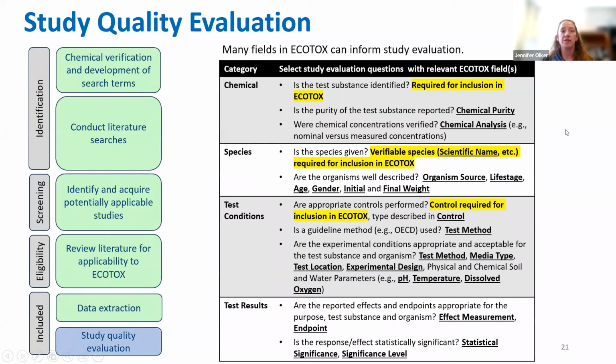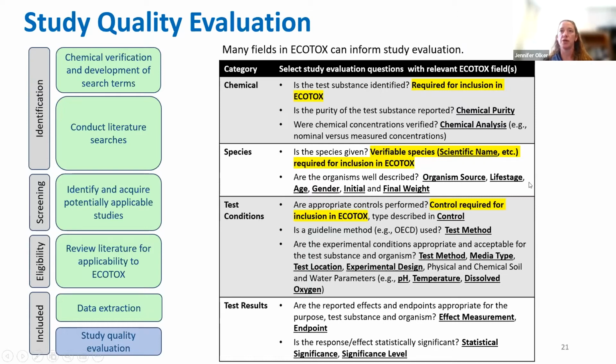So as I mentioned previously, we don't have a formal study quality evaluation component within ECOTOX as of yet, but many of the fields included in the data extraction can be used to inform study evaluations. And many of the criteria used in the evaluations are already required for publications in ECOTOX. For example, is the test substance identified? Well, yes, that is required for inclusion in ECOTOX. Is the species given? Well, yes, we have to have a verifiable species for inclusion in ECOTOX.